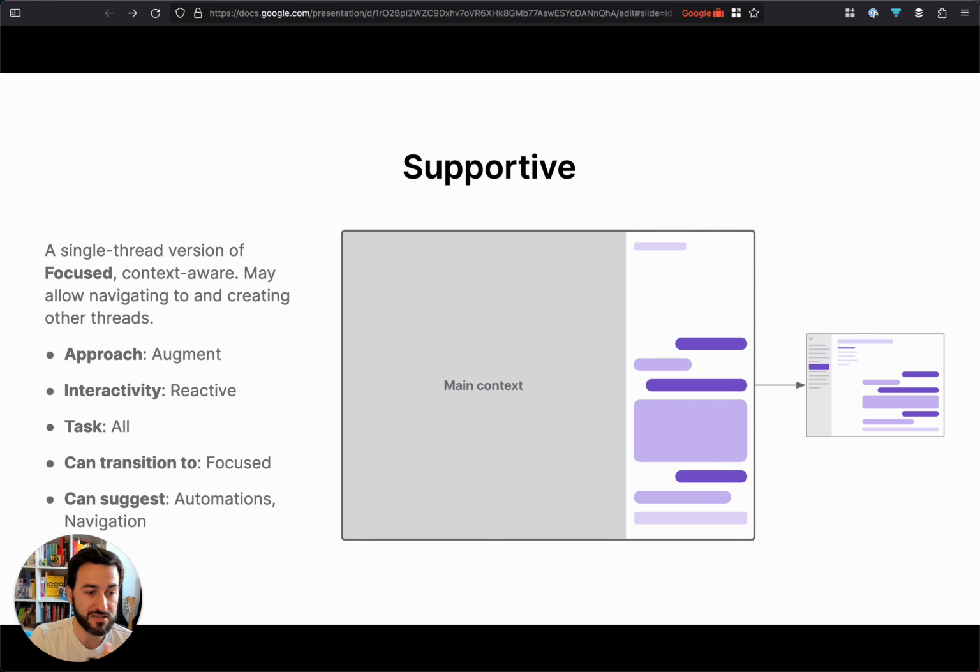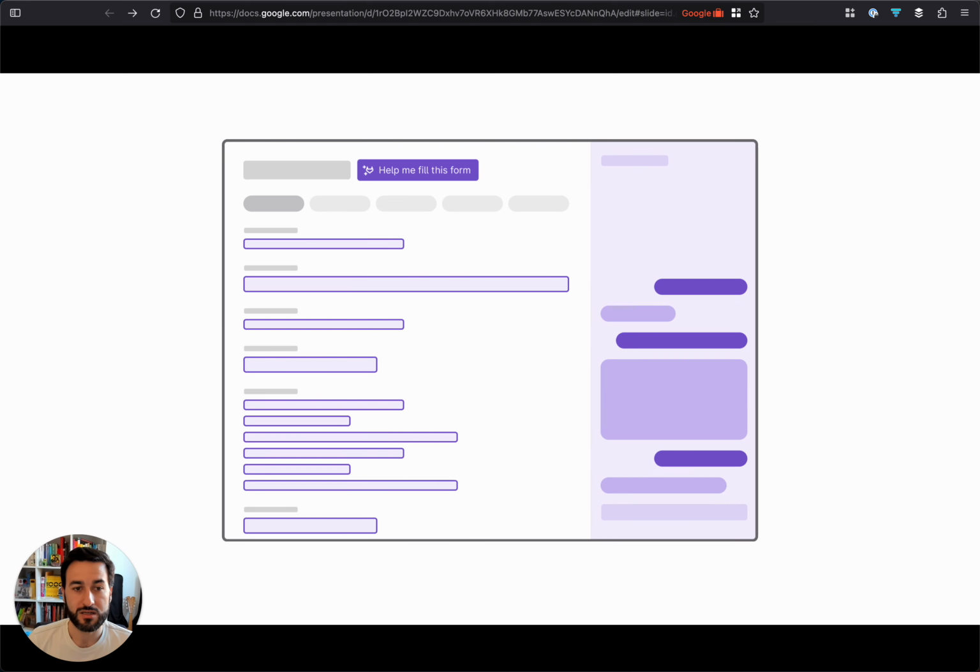And on the left side, we can see how the dimensions help us choose the most appropriate pattern. So here for supportive, the approach is primarily about augmenting human capabilities. The interactivity is reactive. It only appears when users intentionally want to interact with it. Task, it is able to help us with any kind of tasks. Can transition to focus. We can see that on the right side here, a small thumbnail of what the focus mode could look like. And in this pattern, AI can also suggest automations and navigation. Here's an example of supportive mode complementing the main context, which is filling out a form or series of forms as part of a wizard. And so users can interact with AI to help them fill out all of this in the easiest way possible.